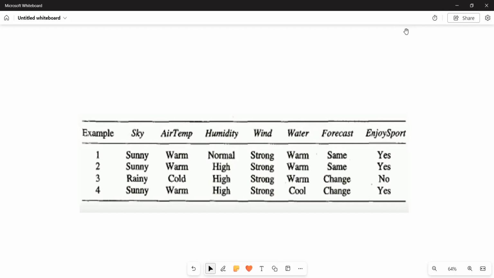Okay, so today we'll be learning how to find your maximally specific hypothesis, also called the Find-S algorithm. So this is your question. It can be defined as the Find-S algorithm, or finding a maximally specific hypothesis.